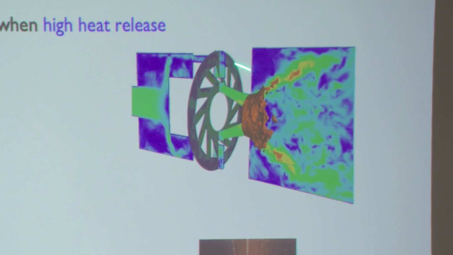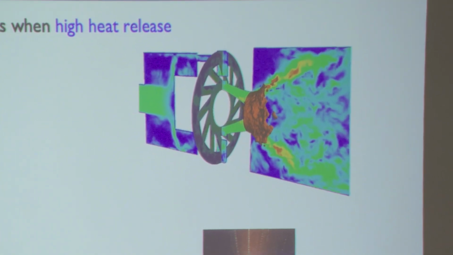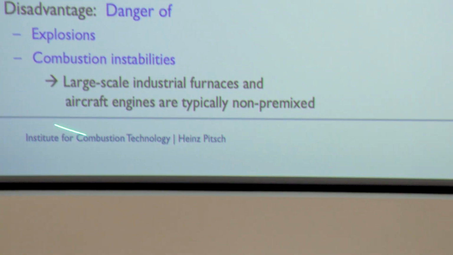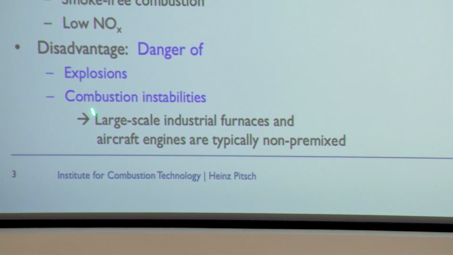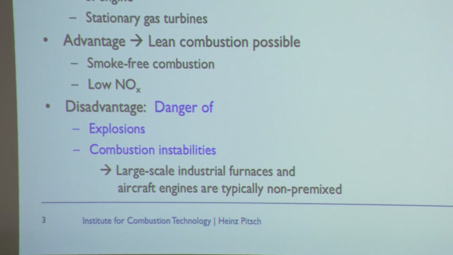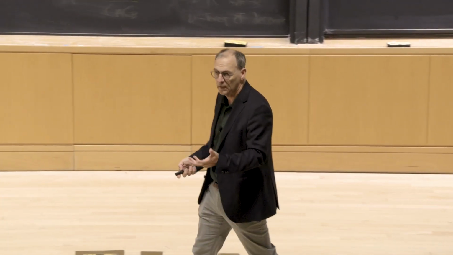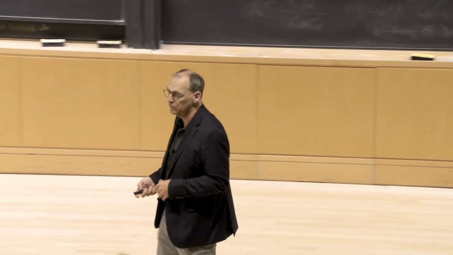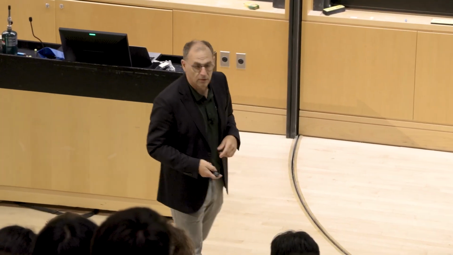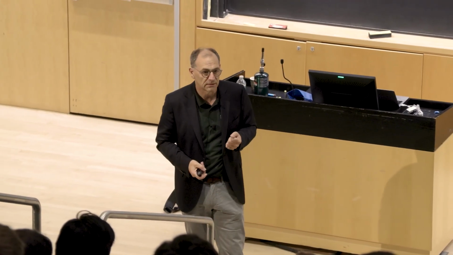But if I go too lean, then this dependence of burning rate on pressure gets too strong, and I get these combustion instabilities. So there's a trade-off between low NOx and combustion instability, which means if I understand and control combustion instability better, I can reduce NOx. That's really the purpose of controlling instabilities.